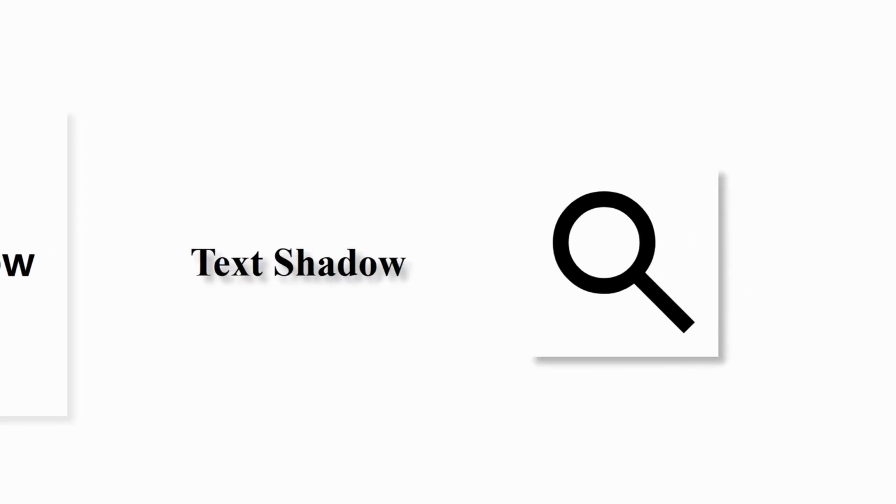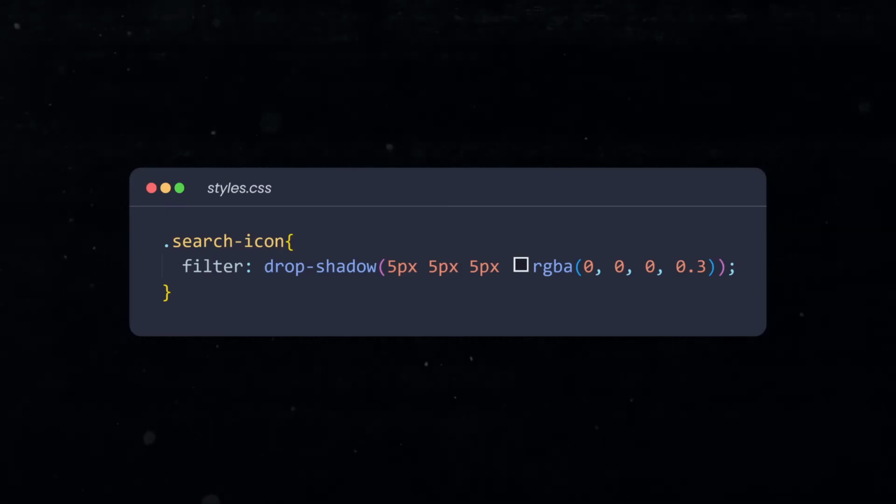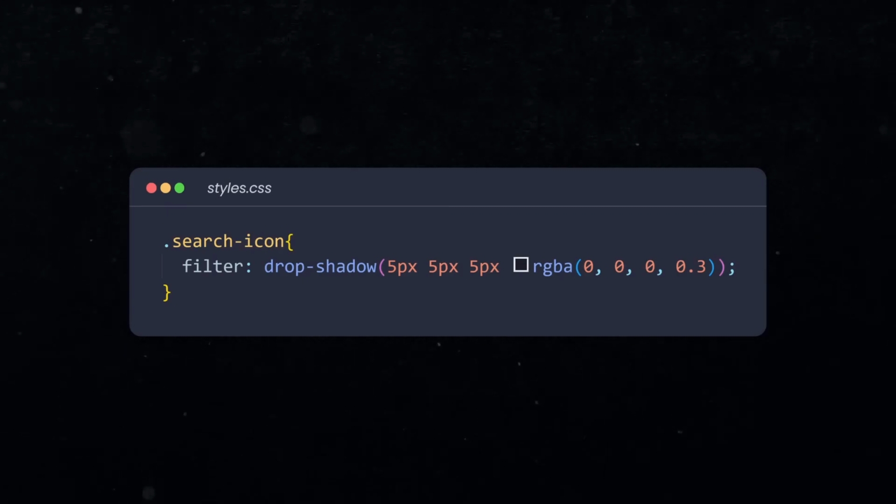Here, a box shadow will cast the shadow on the box of the element and not on the real edges of the icon. To fix that, use the filter property and call the drop shadow function. Here you provide the same values as you would for a normal shadow. And that way it will cast the shadow around the actual edges of the icon.